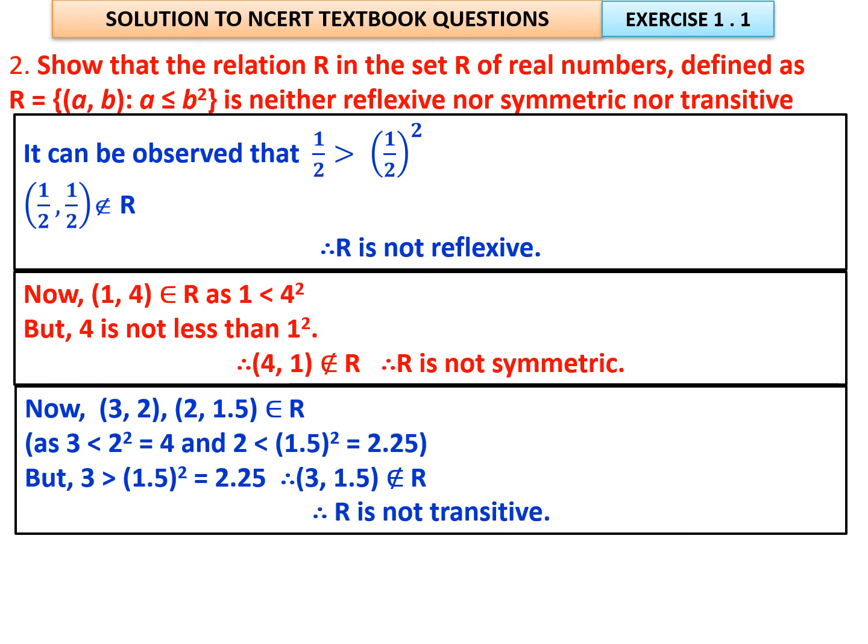I am taking 3, 2 and 1.5. Now 3 is less than 4, that is 2 square, and 2 is less than 1.5 whole square, that is 2.25. But is 3 less than 2.25? No, 3 is greater than 1.5 whole square. So the first is related to the second, the second to the third, but the first is not less than the square of the third number, so it is not transitive.